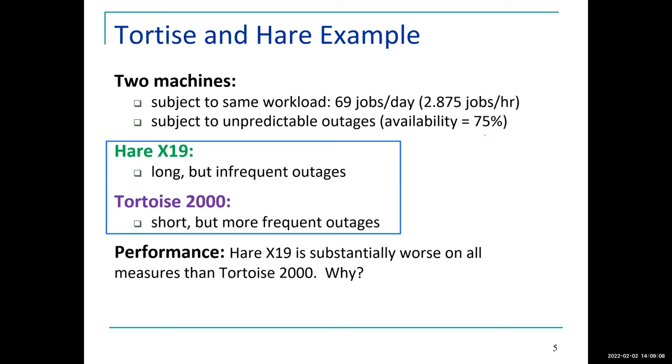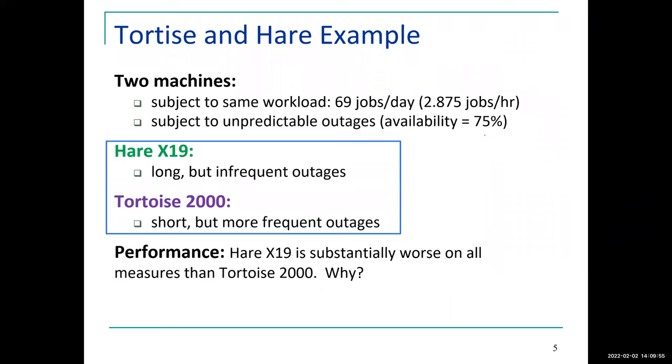The two machines have different names. We have the Heitz X19, and we have the T2000. For the Heitz X19, we have long but infrequent outages. And for the T2000, we have short, more frequent outages. We'll see that this makes a difference in terms of the performance of the manufacturing line. We will show which one of these two cases is more beneficial for your system. Is it better to have long but infrequent outages, or is it better to have short, more frequent outages? We'll show that with numbers.